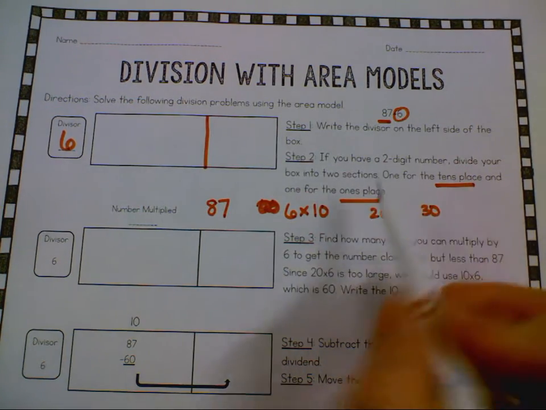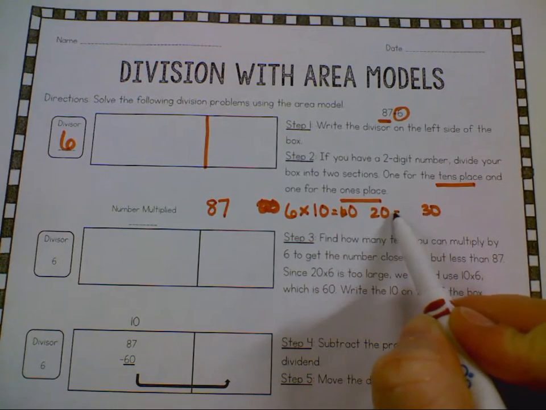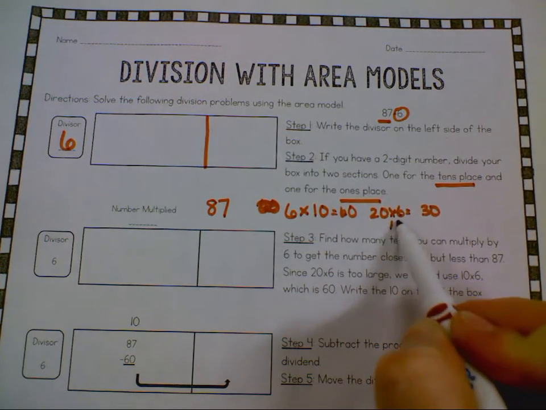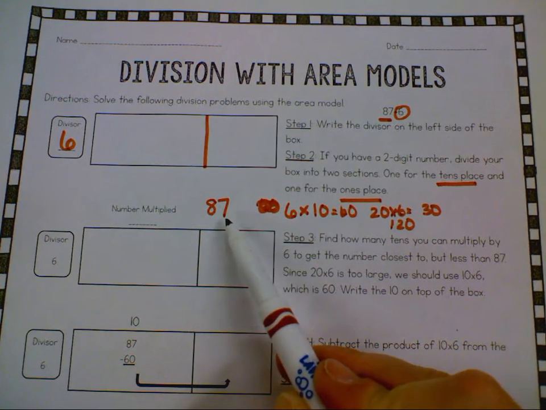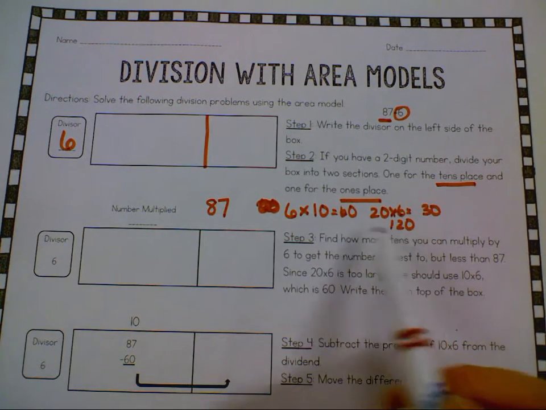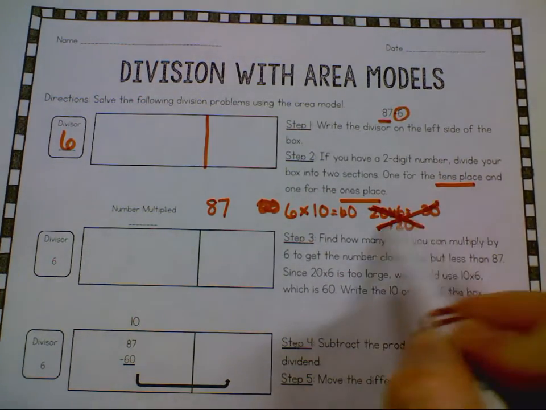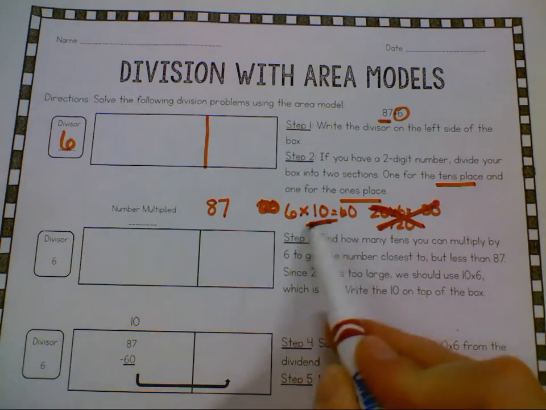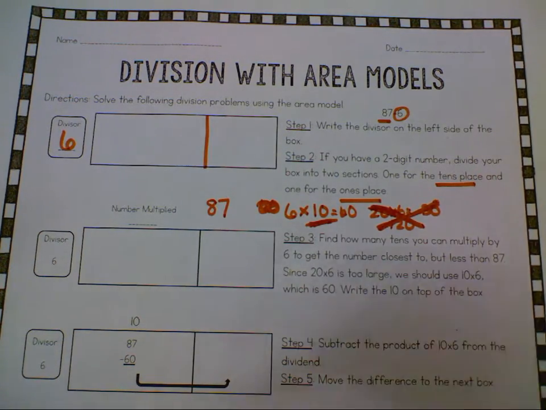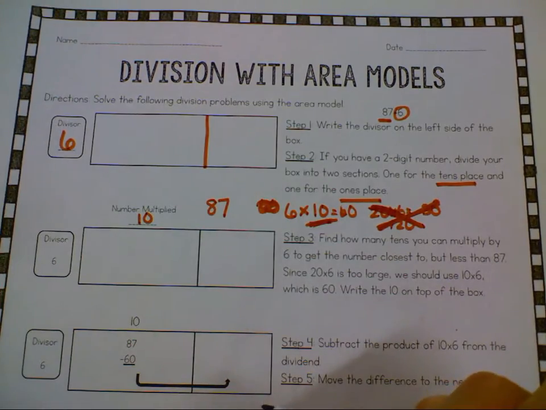Well, 6 times 10 is 60. 6 times 20 would be 120. What do you notice? 60 is less than 87. That's a good thing. 120 is bigger. So that means that I could only multiply by 10. The first multiple of 10 is 10. I can only multiply by that 10 to get as close to 87 as I possibly can.